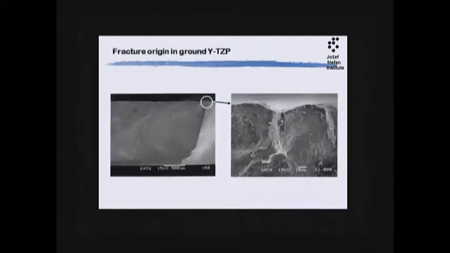Okay, a few fractographic pictures. Here we have experts. I don't feel like an expert in fractography. The cracks usually started in the ground material at the bottom of the grinding groove, seem to extend subcritically to a critical size, and then we have the catastrophic failure.